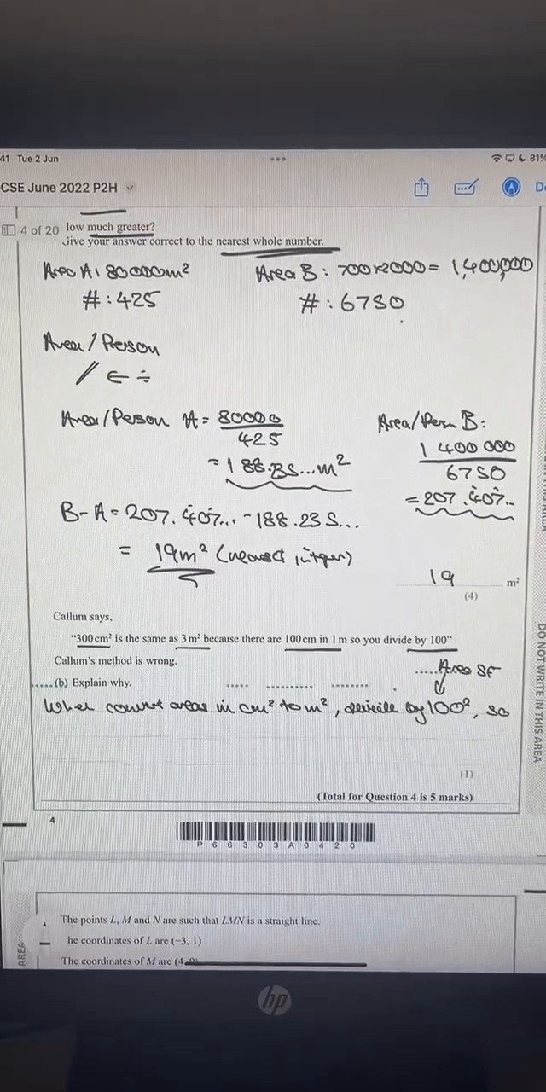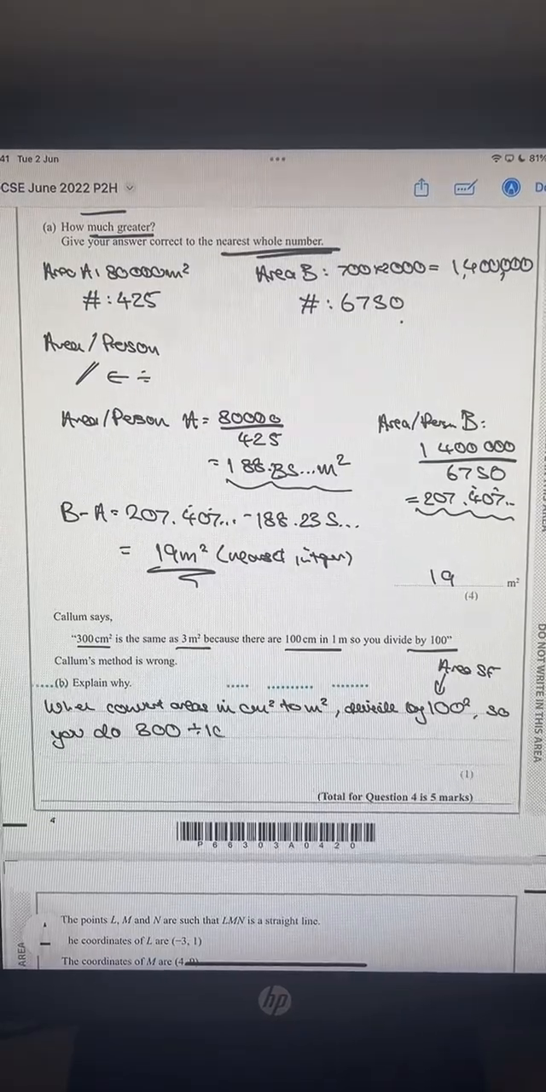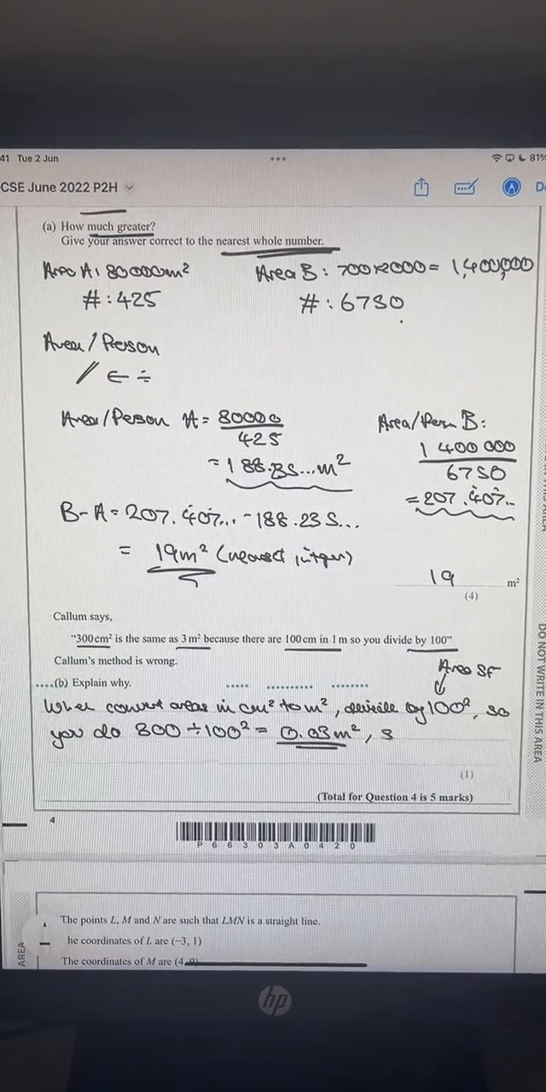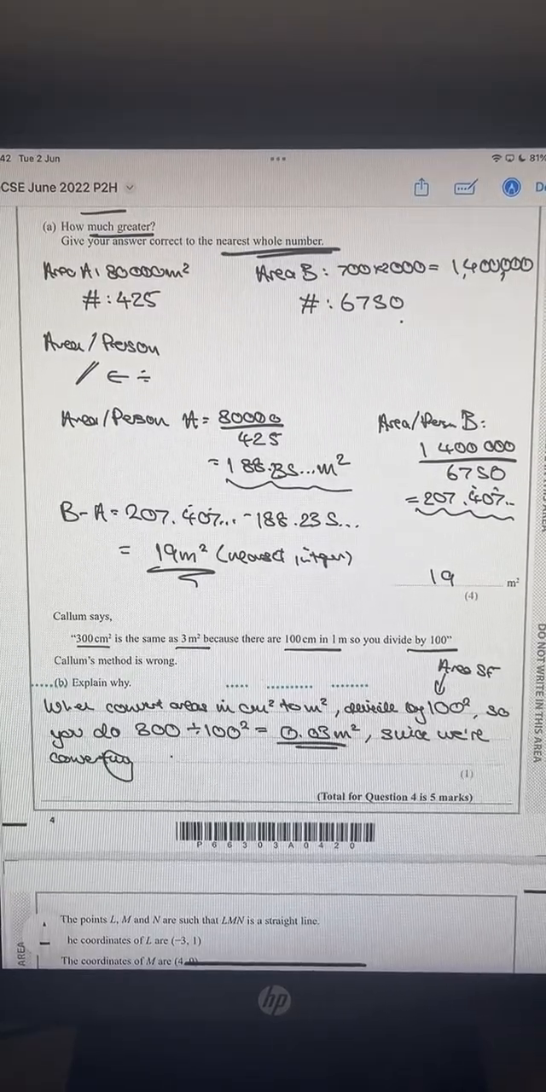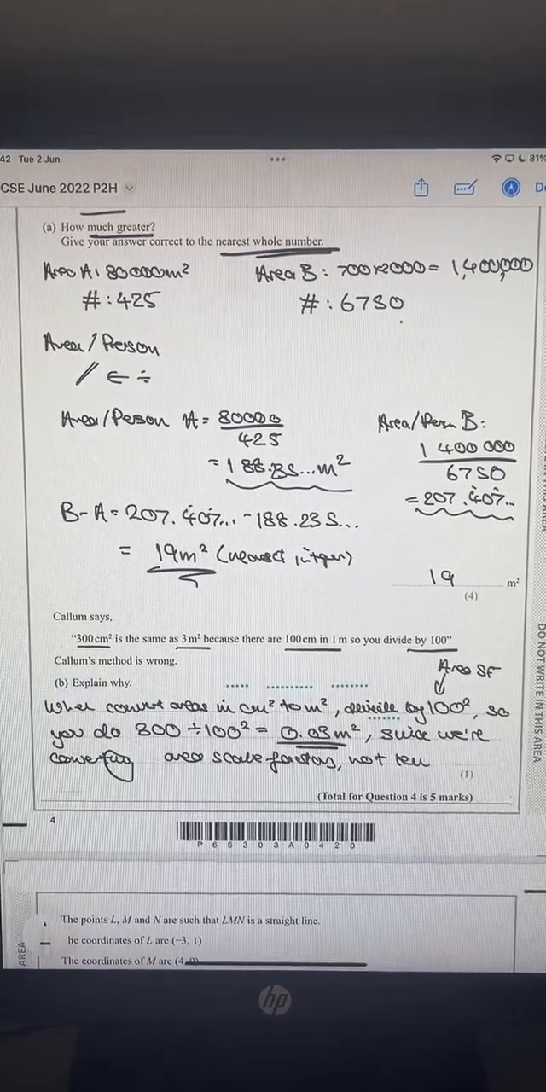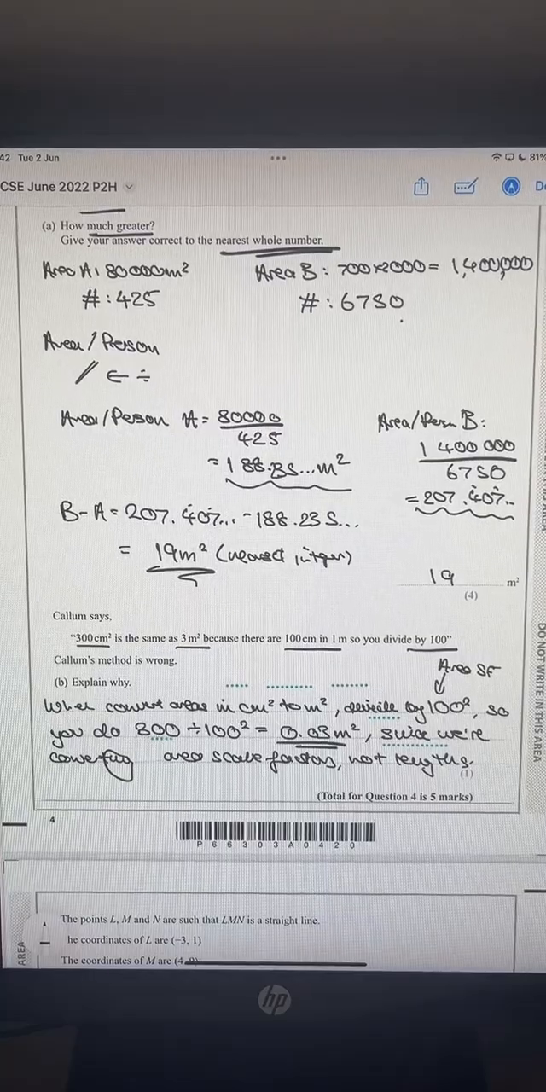So you do 300 divided by 100 squared equals 0.03 meters squared. Since we are converting area scale factors, not length. Because if it was length, then you just divide by 100. So you write the correct answer. That's my tip.